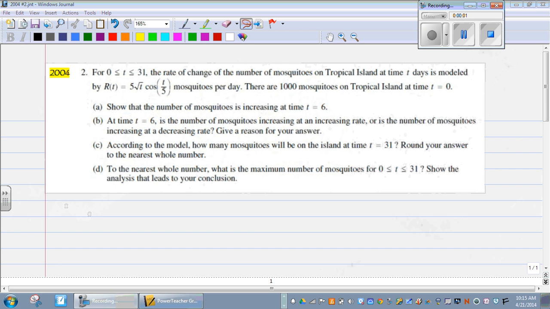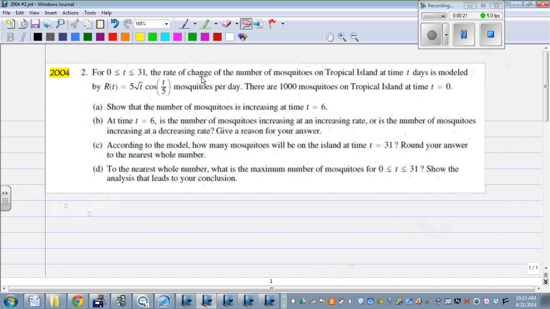So number 2 here, for 0 to 31, our time between 0 and 31, the rate of change of the number of mosquitoes on Tropical Island, T days, is modeled by R of T equals 5 times the square root of T, cosine of T over 5 mosquitoes per day. So again, big thing here, this is a rate of change, right? Mosquitoes per day. Even though this is R of T, you can almost think of this like a derivative because it's a rate of change.